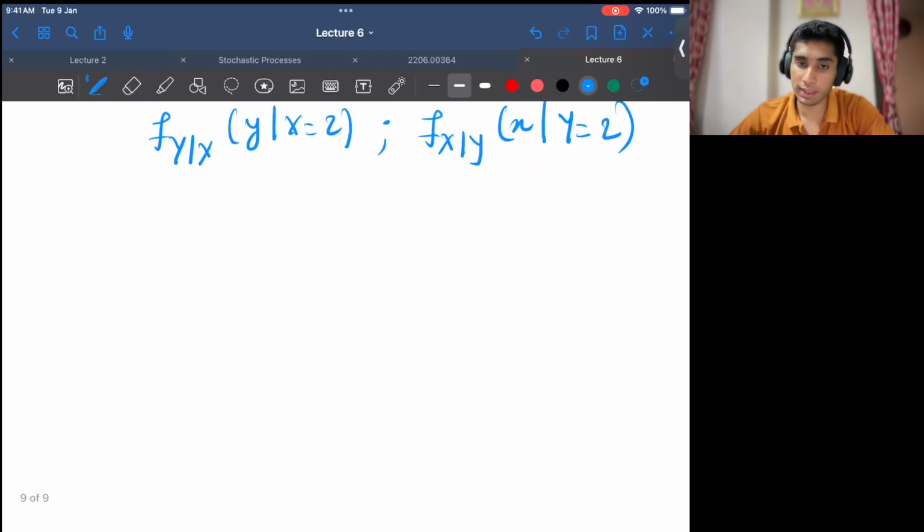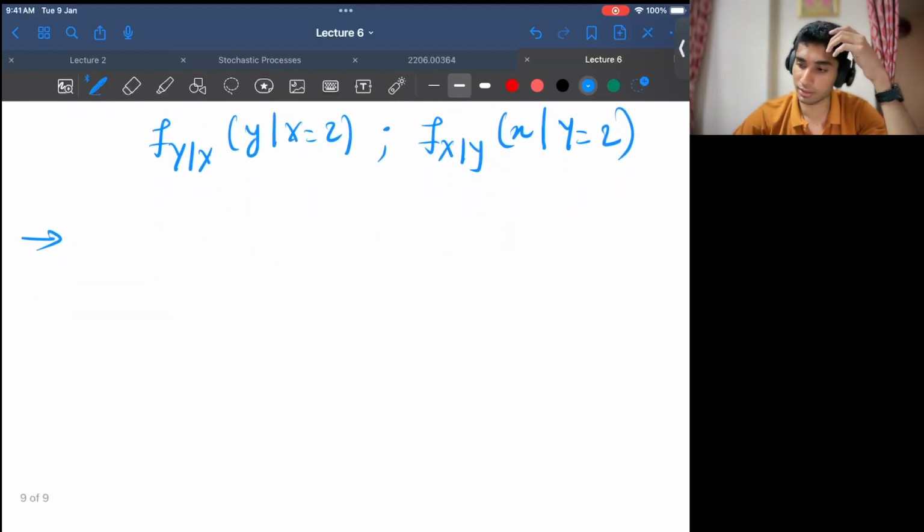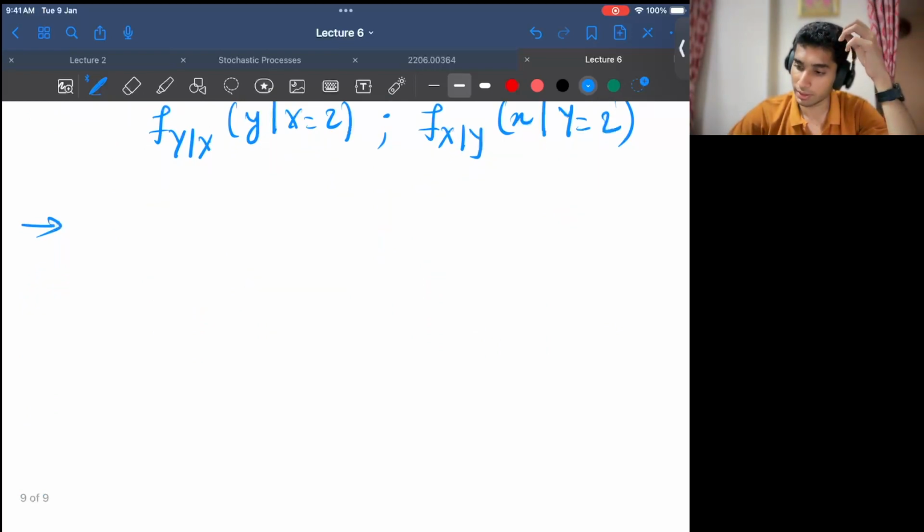So here you just need to remember one formula. If two random variables are jointly Gaussian, or jointly normal, then everything, the marginals and the conditionals, will be a normal distribution. It's a known fact. You can just remember it, okay? So this is the formula.